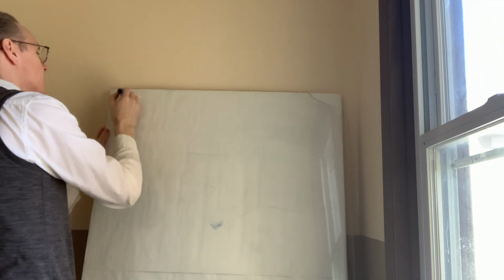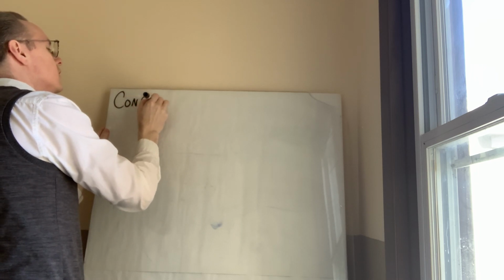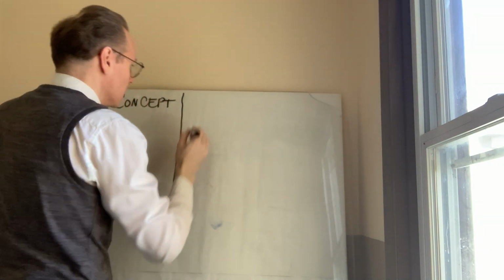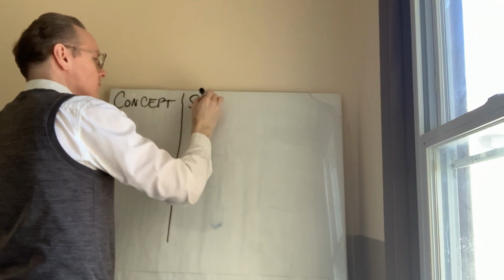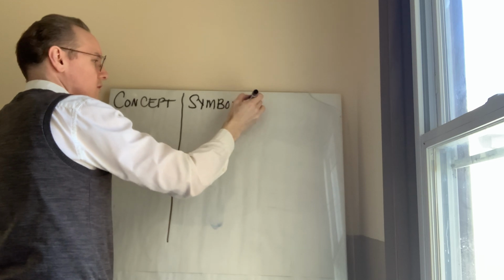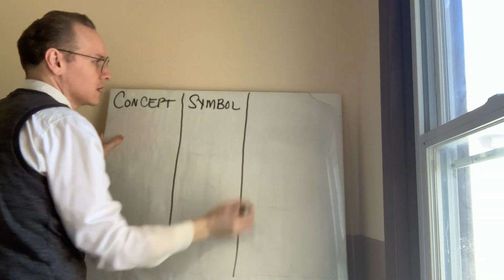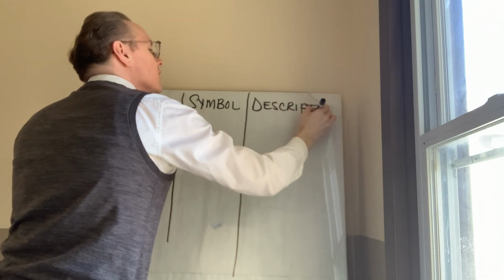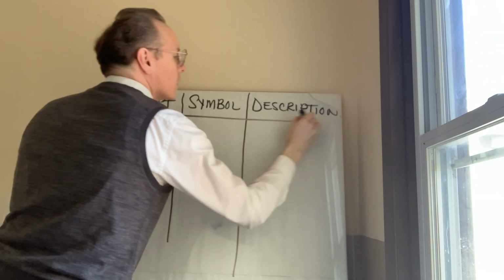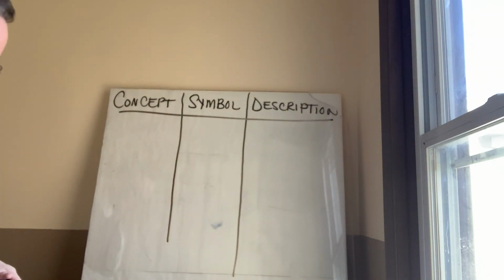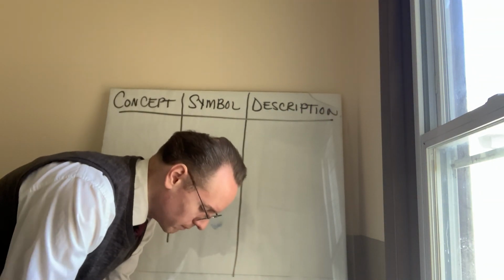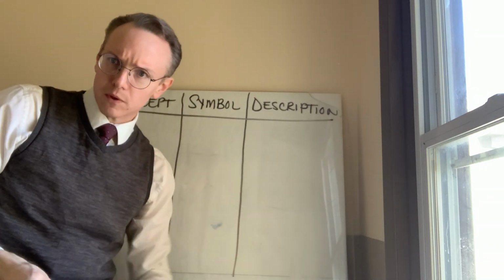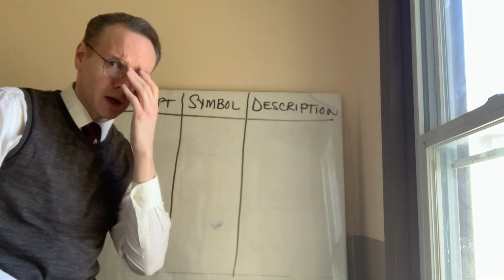We have our concept or the key phrase, and we have the symbol or abbreviation that might correlate to it, and then a description to clarify. Since we're talking about angles, we have to talk about basic geometry. Some of this is self-explanatory, but better to start from scratch.